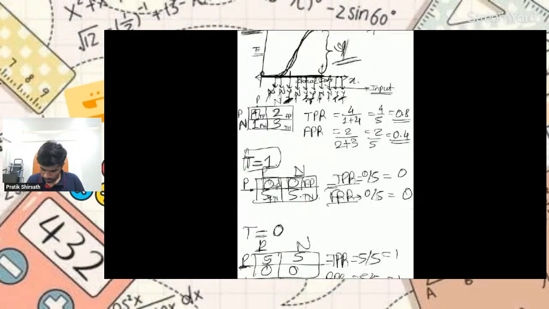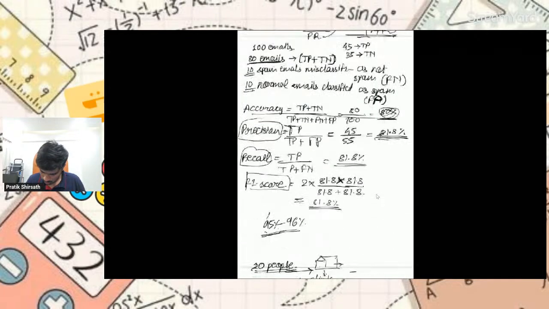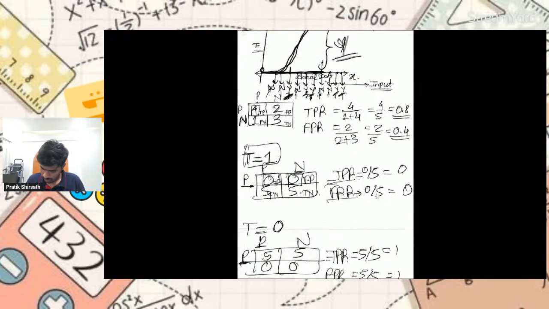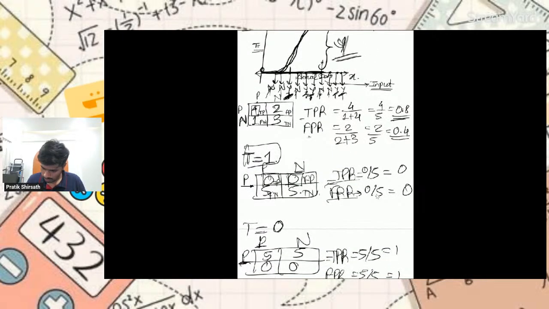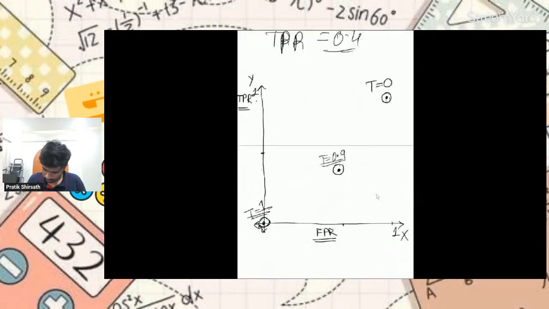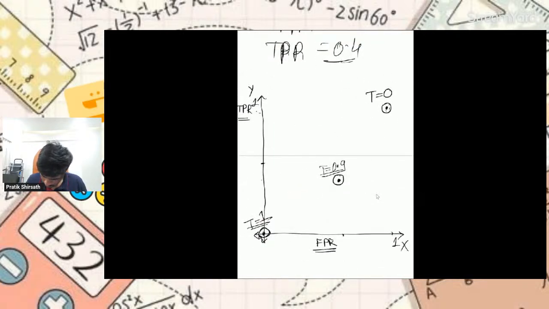Nice. And the last point is 0.5, where TPR is 0.8 and FPR is 0.4. TPR is 0.8 will be something here and FPR 0.4 will be something here. T is equal to 0.5. So this is somehow my graph. Now it's very important to understand. This is my ROC graph on which I can do my evaluation. Now, these are the points.